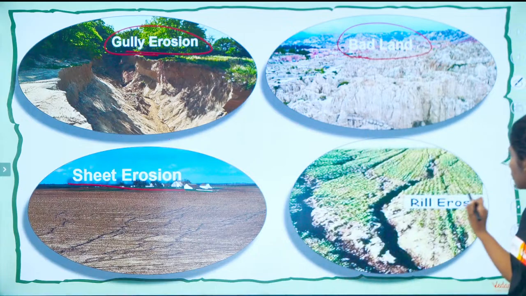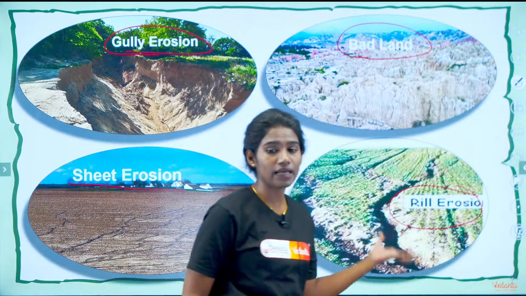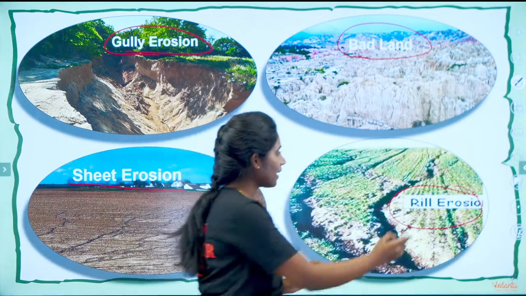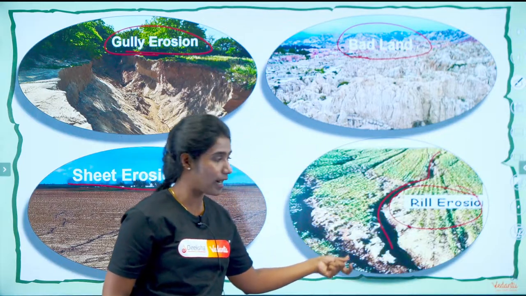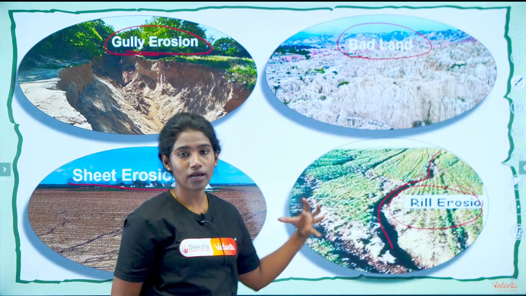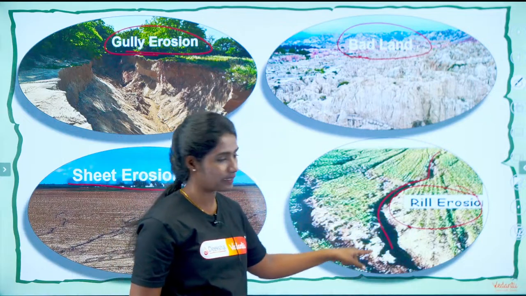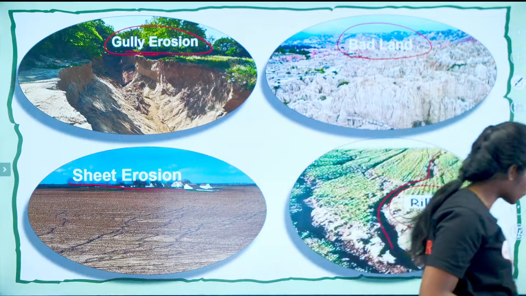Okay, and in case of rill erosion, mostly you will see them in hilly regions, where when the water flows, it creates a pathway like this. When the water flows through that pathway, it washes away the important nutrients, soil particles and all that along with it, and it creates rills like this. That's why it is called rill erosion.